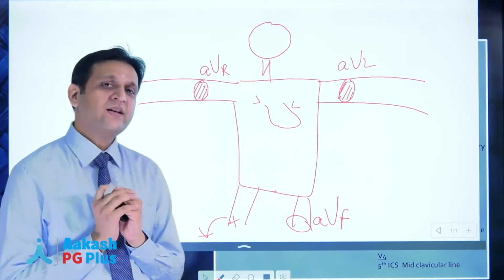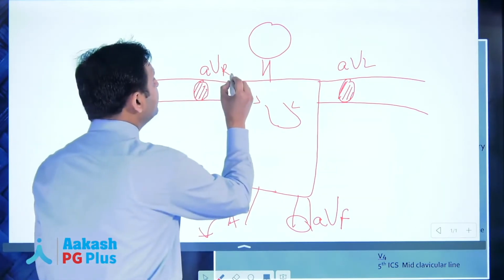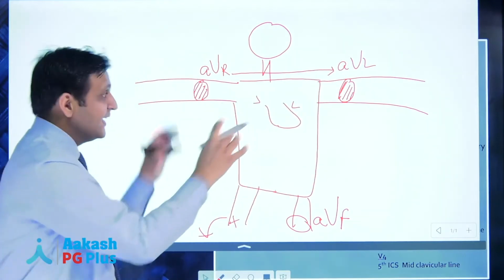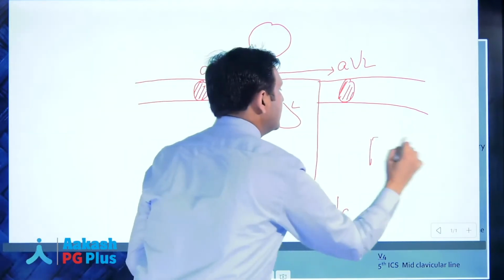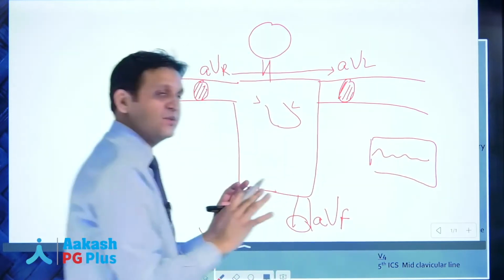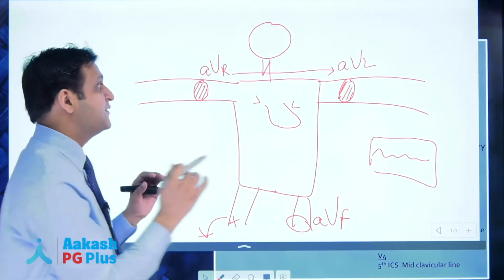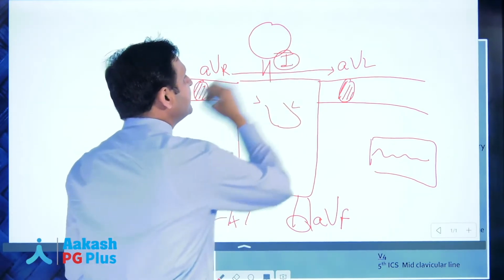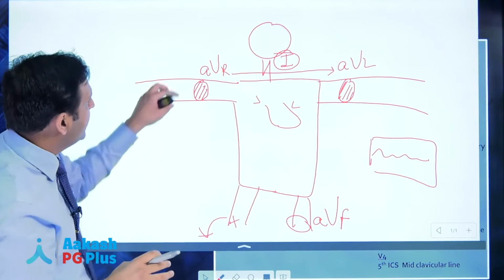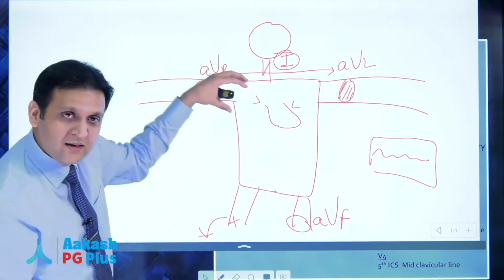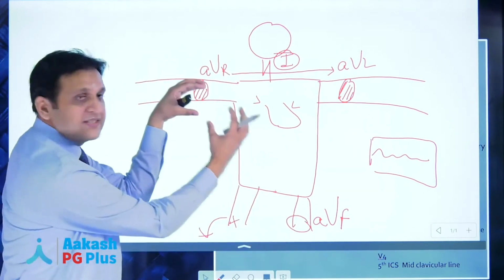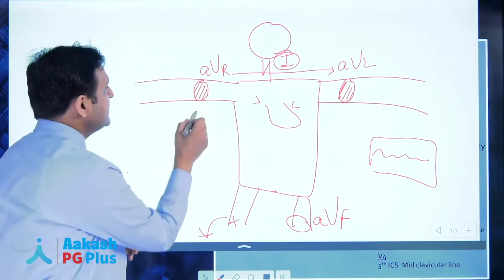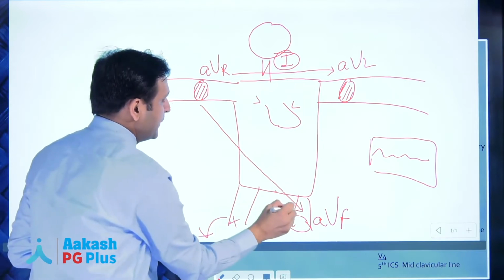Now, as I told you, when you combine information from two electrodes, you can get a lead. So the information from AVR and AVL is sent to the ECG machine. The ECG machine analyzes that information and gives us a new lead, which is lead 1. Similarly, information from AVR, this angle, and information from AVF, this angle, are combined to give us what is known as lead 2.